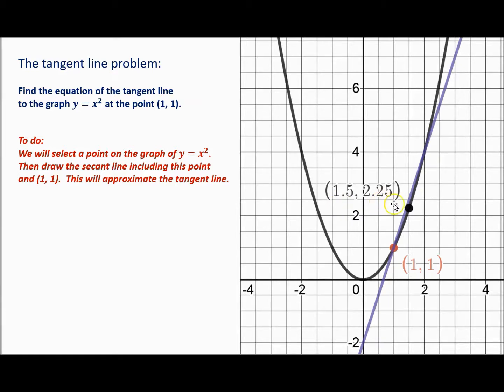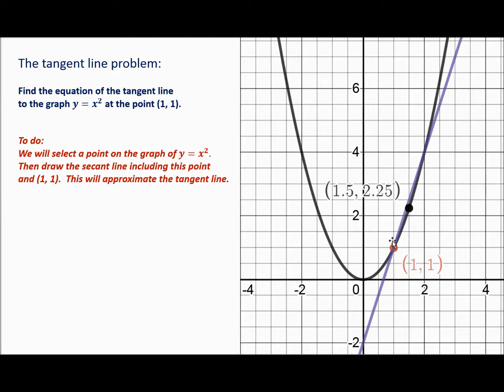Now, let me ask you this. How am I coming up with this y value? Right? Remember, it's on the curve. So if I scoot closer to 1 with my x's, then all I'm doing is plugging in 1.5 and squaring it to get my y value. Remember, everything on this black parabola curve is y equals x squared. So I'm scooting my x closer, and my y value, I'm just plugging it in.